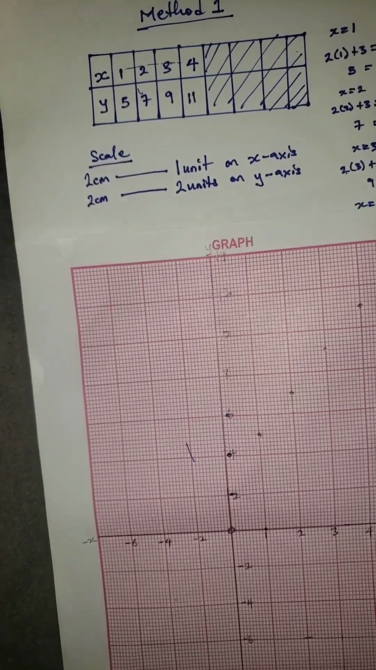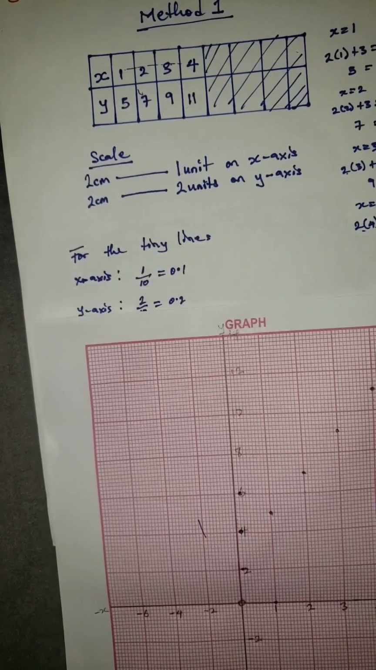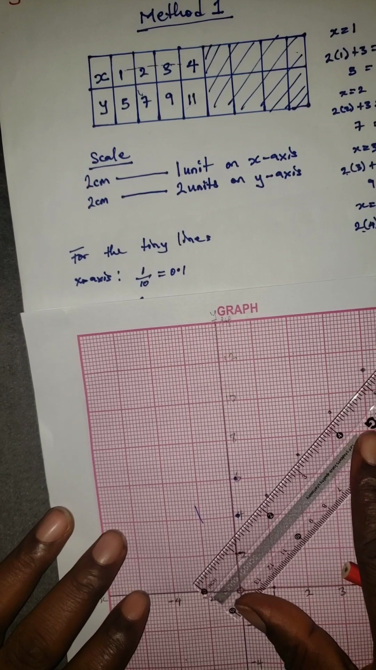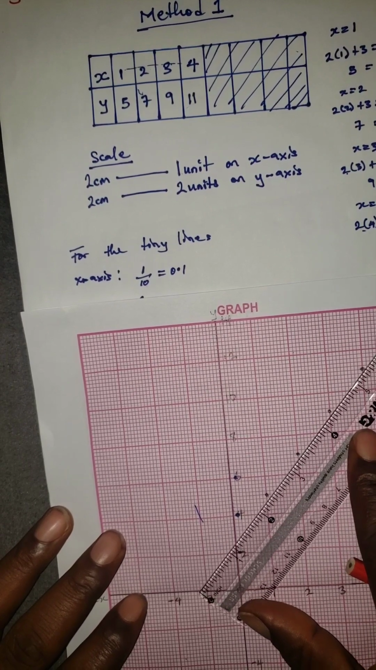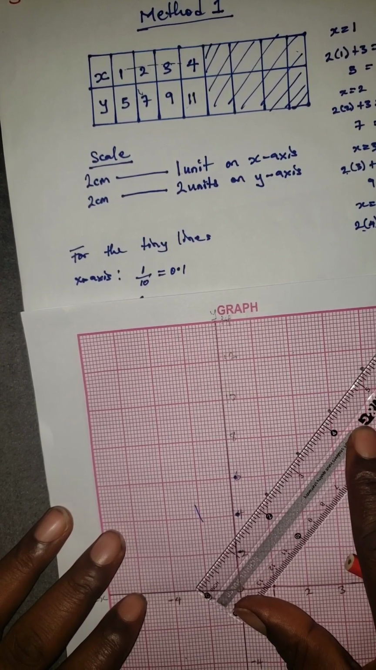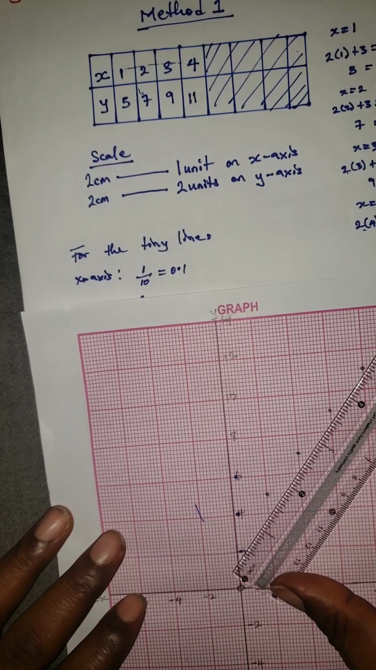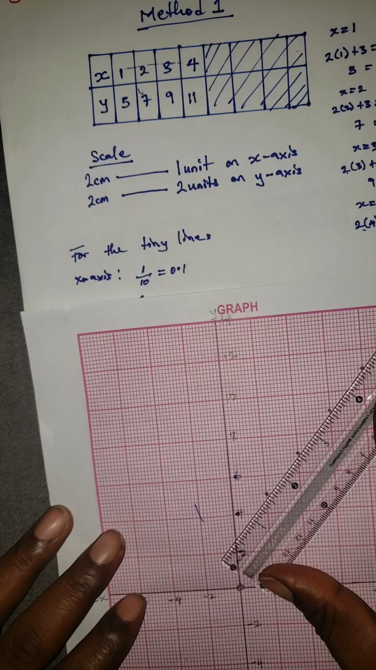So the next thing now is to plot the line. I will use my straight ruler. Though my ruler is short, you can use a very long one to plot your graph. I'm going to manage this particular ruler.